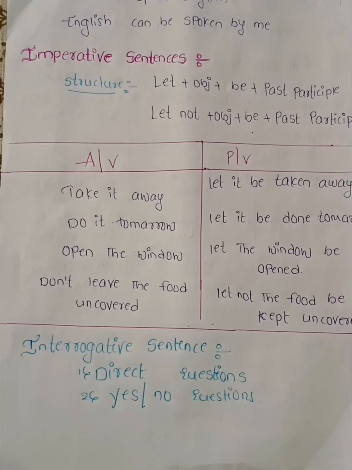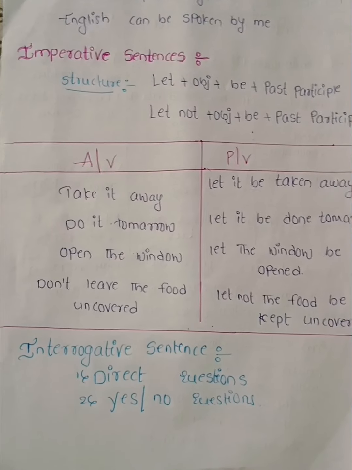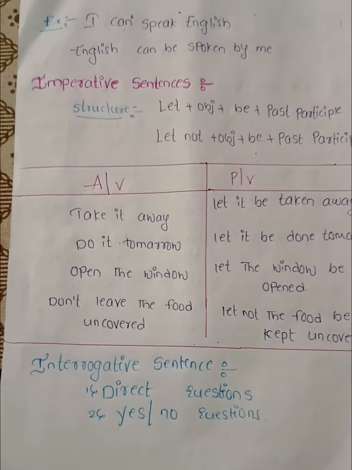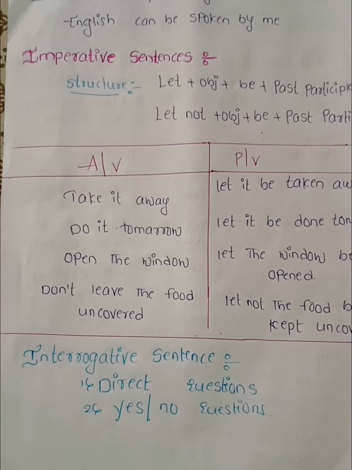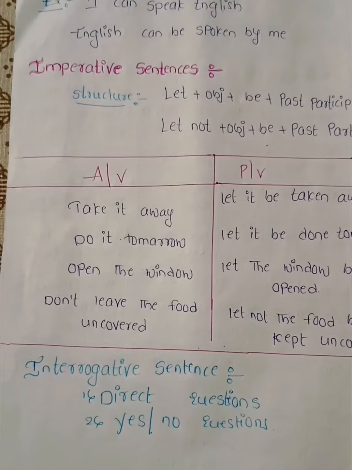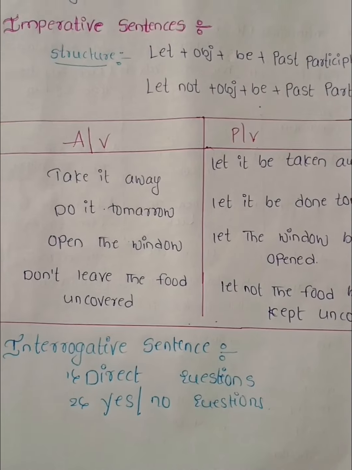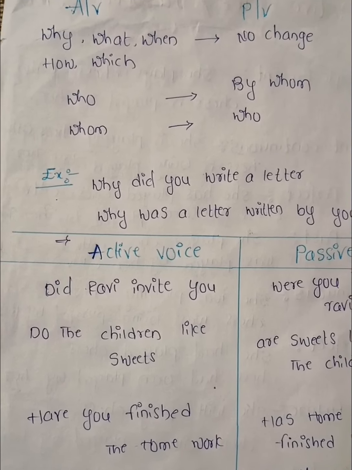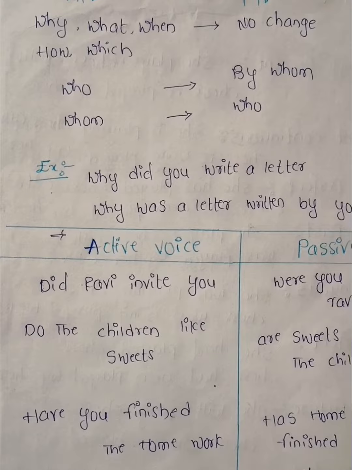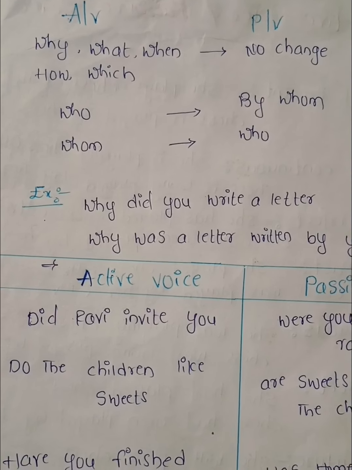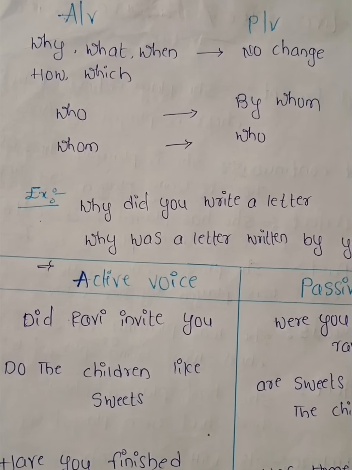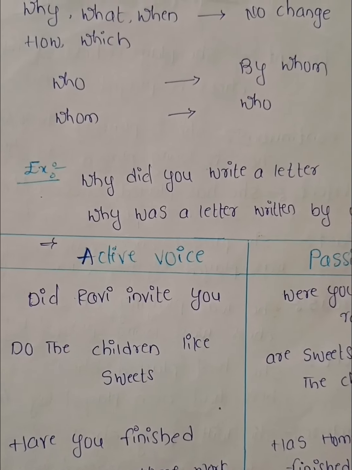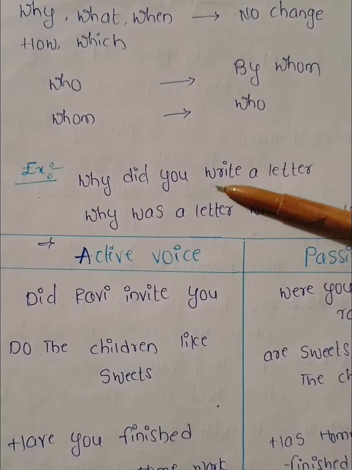Let's see how to convert interrogative sentences from active voice to passive voice. What are interrogative sentences? Interrogative sentences are in the form of questions, which are used to ask questions. Questions are of two types, direct questions and yes or no questions. Direct questions start with why, what, when, how and which, and these remain the same while converting from active voice to passive voice. But who and whom will change. Who changes into by whom and whom changes into who.